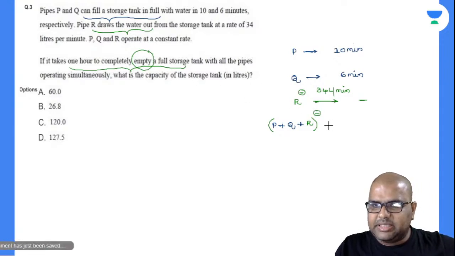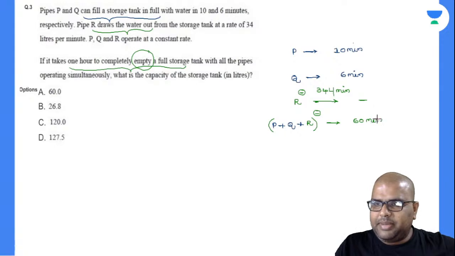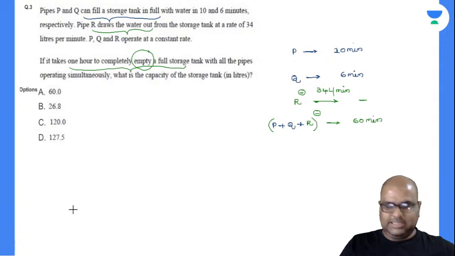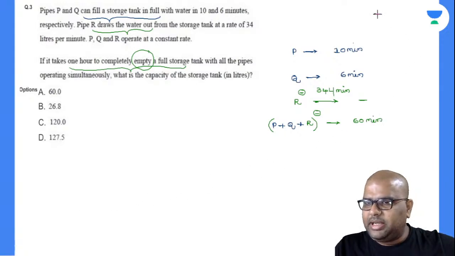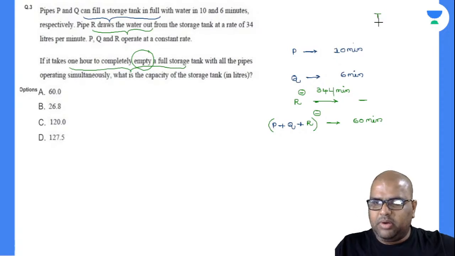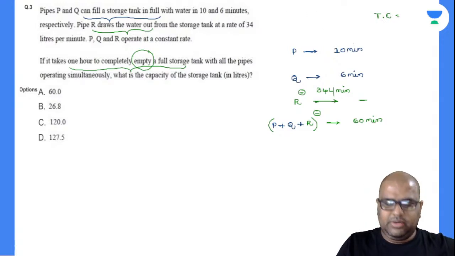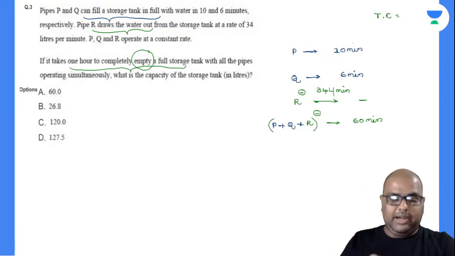In how many minutes? In 1 hour, it seems. Am I right or wrong? 1 hour means, is it 60 minutes? Yes, it is 60 minutes. What is the capacity of the storage tank is the question. As you are asked to find out the tank capacity. Okay, fine. So first of all, let's find out the tank capacity in units. Then later on we'll convert it.